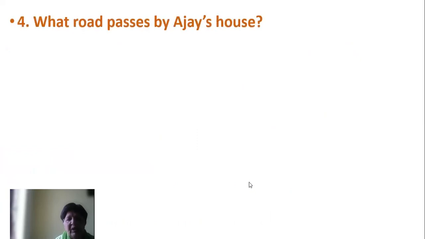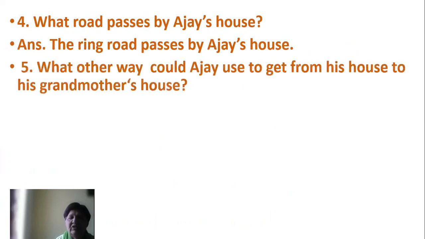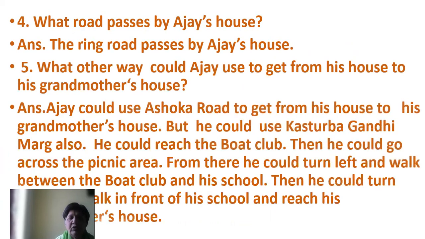What road passes by Ajay's house? The ring road passes by Ajay's house. What other way could Ajay use to get from his house to his grandmother's house? Ajay could use Ashoka road to get from his house to his grandmother's house. Now this is the easiest way. But if he wants to take a longer route, then the other route is he could use Kasturba Gandhi Marg also. He could reach the boat club, then he could go across the picnic area. From there, he could turn left and walk between the boat club and his school.